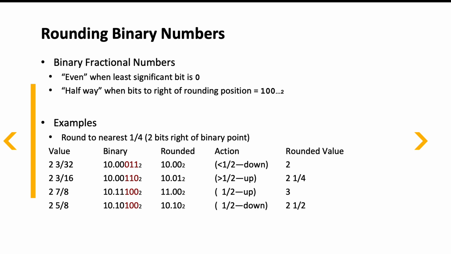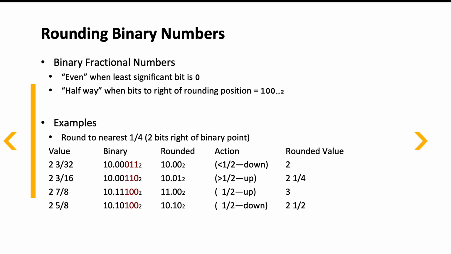So if we take a look at our first example here, we've got 10.00011, and we want to round that to the nearest 1/4, so again, that's 2 bits to the right of the binary point. The bits that we want to focus on when we figure out how we're going to round is this 011 that you see in red here. Now, that's a 0 followed by some stuff. And we know that when the bits to the right of the rounding position start with a 0, it's less than halfway, right? So we're just going to round that down. We round that down, and rounding down, we just knock off all that extra stuff, and we're left with 10.00. So that one's pretty easy.